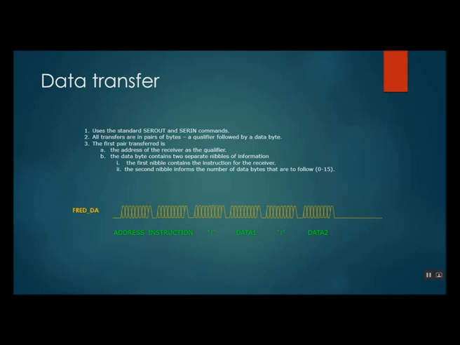The first pair to be transferred is a special pair and is the only pair that's guaranteed to be present. The first byte that's sent is the address of the receiver, and this is the qualifier. The second byte contains 2 separate pieces of information. The upper 4 bits contain the instruction that the receiver is to execute, and the lower 4 bits tell the number of data bytes that are to follow. This will be a number between 0 and 15. And then finally we send the actual data, each byte of which is preceded by the exclamation mark as a qualifier.